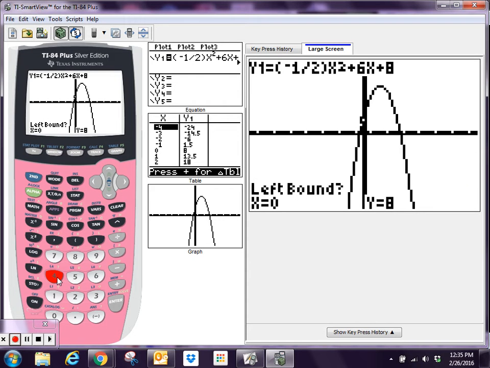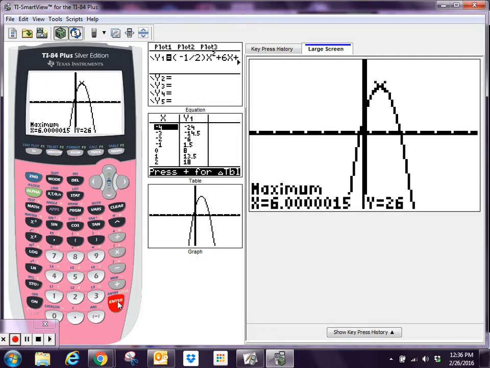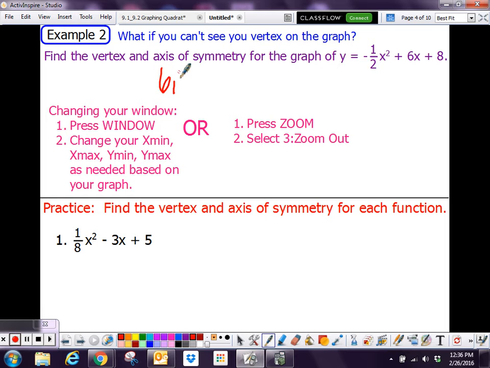Now my cursor already popped up on the left side. I don't know where yours is. Mine's at 0.8. That's what it says at the bottom. So I'm going to go ahead and press enter. Then I'm going to go to the right so I can get it on the right side of my vertex. And then I'm going to press enter, and then enter one more time. And there's my maximum. So my vertex is at 6, 26, which means my axis of symmetry would be at x equals 6.